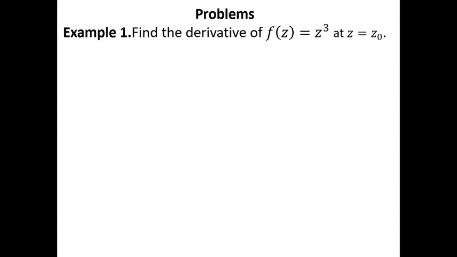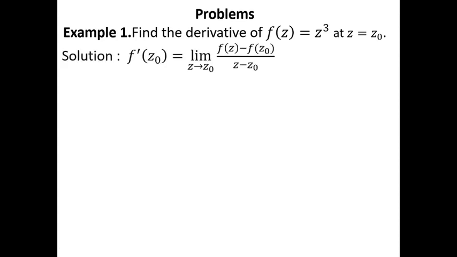First problem: find the derivative of f(z) = z cube at z = z0. This problem can be solved using both the formulas. Solution. Here I consider the first formula. Write the formula of the differentiability: f'(z0) is equal to the limit as z tends to z0 of [f(z) minus f(z0)] divided by [z minus z0]. This is the formula of the differentiability.